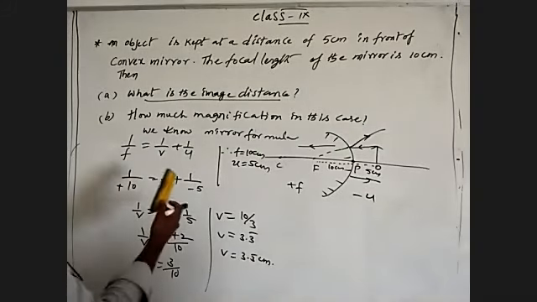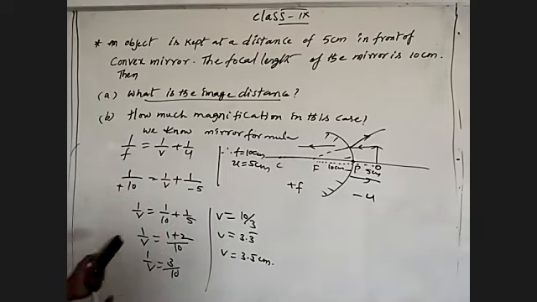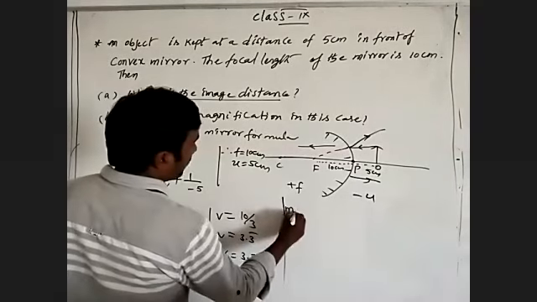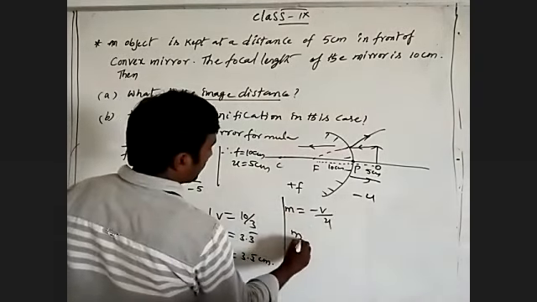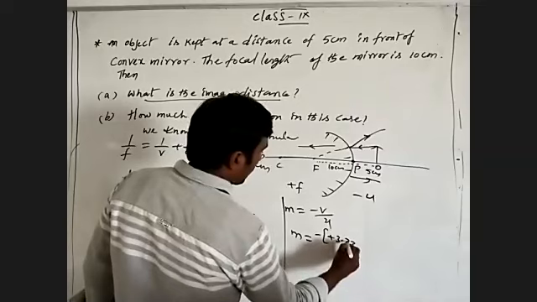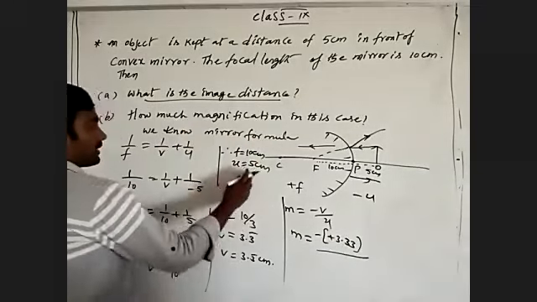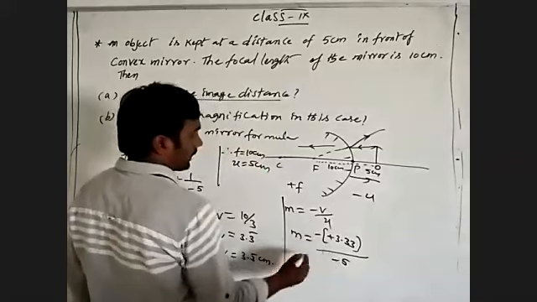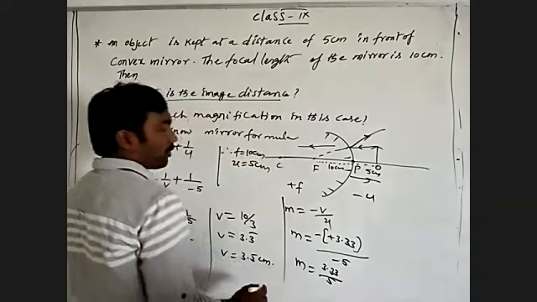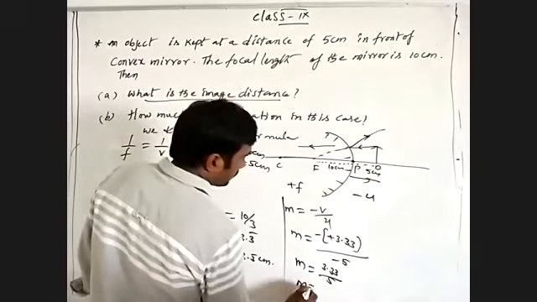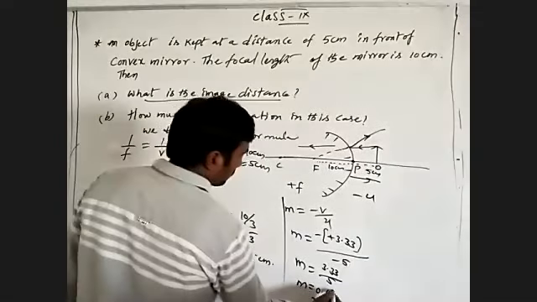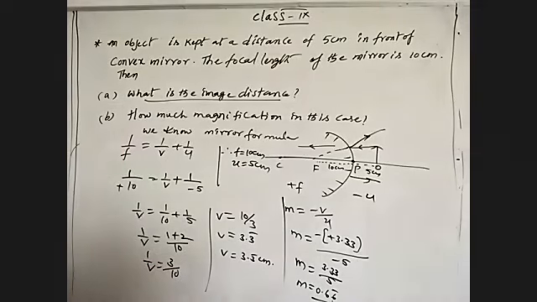Then what we have to find is magnification. Magnification is equal to minus v by u. Minus image distance, that is plus 3.33, and the object distance is minus 5. Minus into minus is plus, so magnification is equal to 3.33 by 5, which comes to about 0.66.